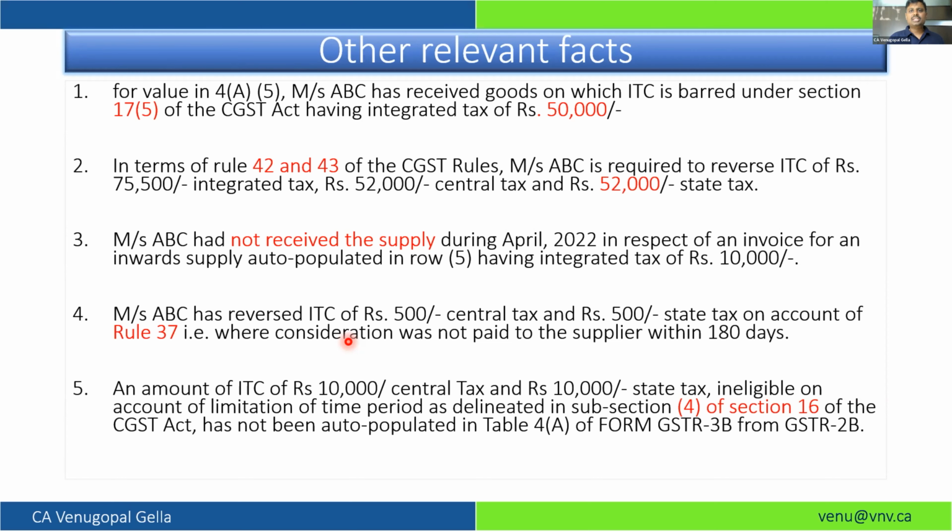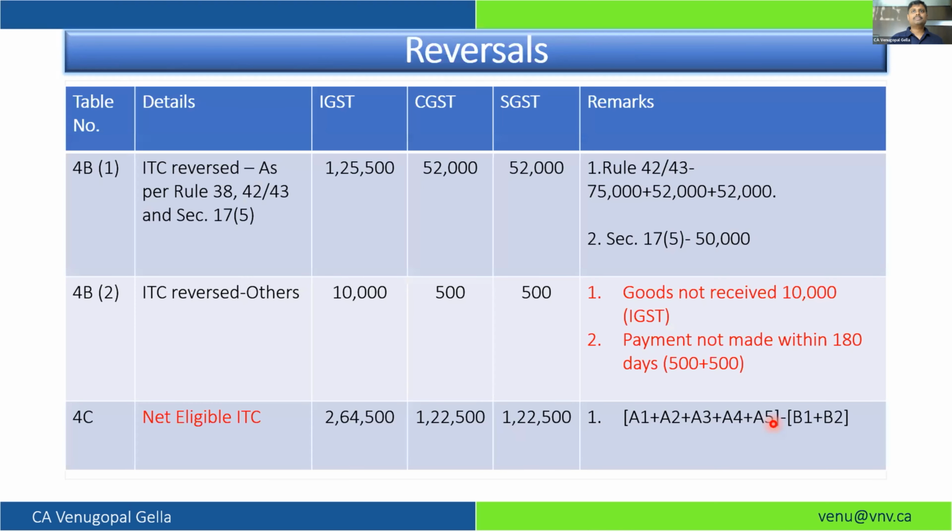The last situation is you have around 10,000 worth credit in your CGST. Owing to various reasons, the supplier has filed it late, section 16 subsection 4 credit. So anything relating to 16 subsection 4 would be reported in your 4D2, and the system will take care of it. You don't need to do anything. Let's look at the answers. Hope my answers are correct.